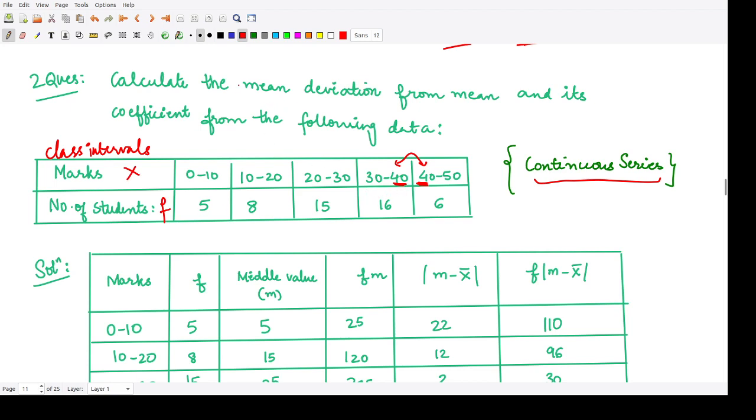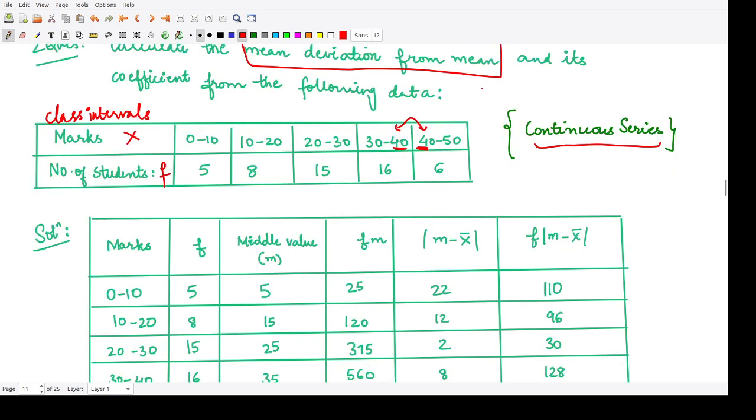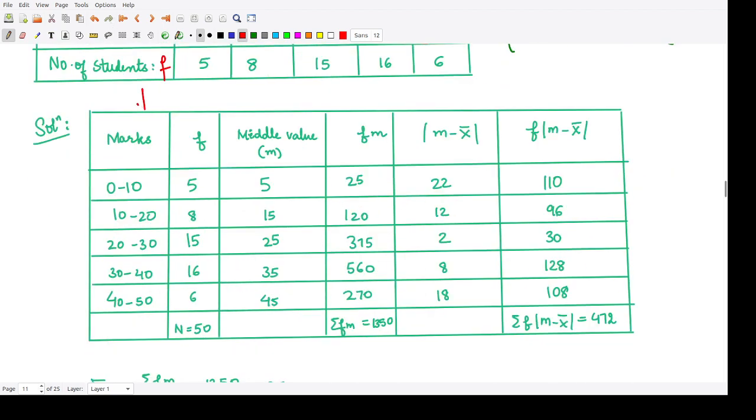So here we are to calculate mean deviation from mean. So firstly, we'll calculate the corresponding mean. To calculate mean, firstly we write the marks, this is x, we write the frequency, and we calculate the middle values for this interval. How can you calculate the middle values? You add up the lower limit plus the upper limit divided by 2. So this comes out to be 5. Sorry, not this one, this one. And then you calculate 10 plus 20 divided by 2. So that would be 30 by 2, that is 15. Then 20 plus 30 by 2, so that would be 25, and so on. So this is the middle value that we obtained, m.